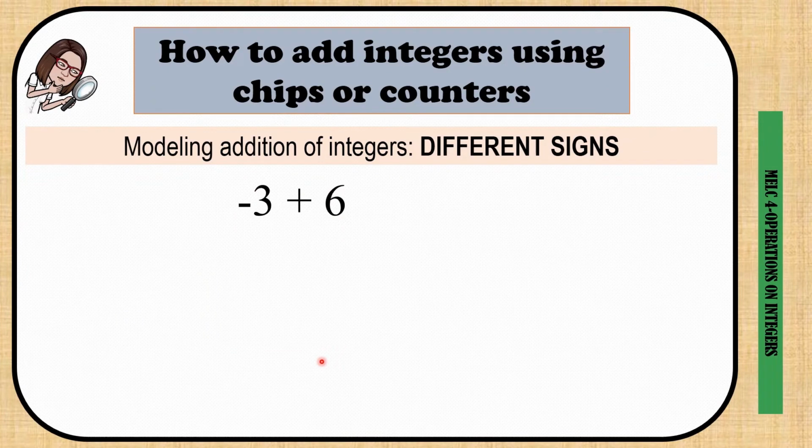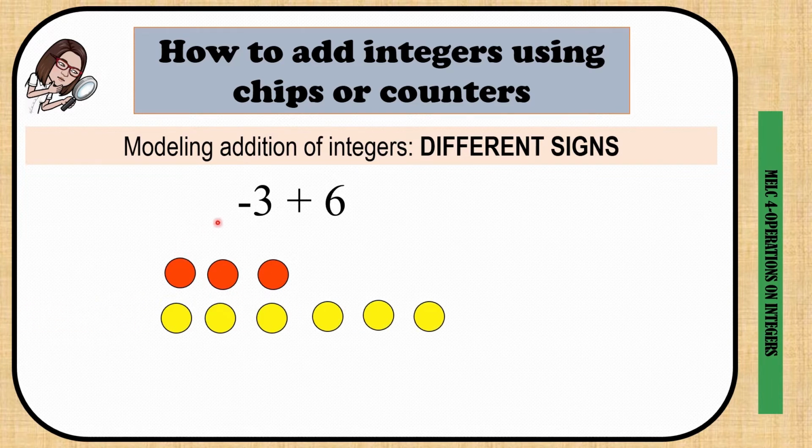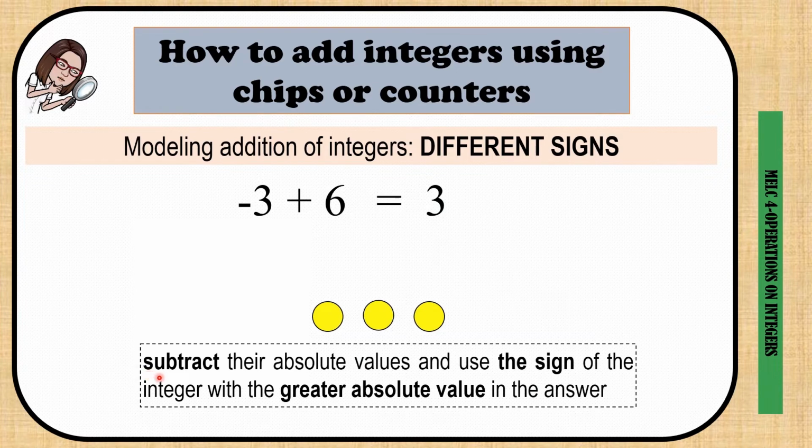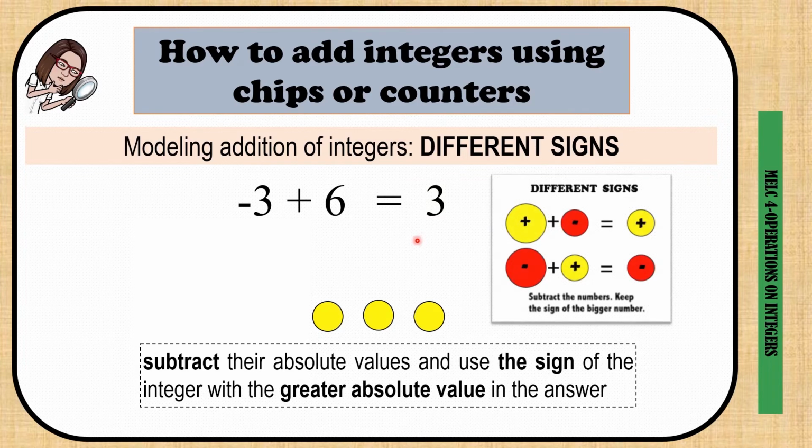Let's have another example for this given. What if I have negative 3 plus 6? So negative 3 in red counters and positive 6 in yellow counters. By application of the counters or the chips, let us have the zero pairs. Remove them since those are the opposites, and the remaining will be the answer. So we have positive 3. Now I can say that we are just subtracting their absolute values again. 6 minus 3, we have 3. And 6 has the bigger absolute value, so that is positive, and therefore you have positive 3. So we are just applying the ideas on what to do when adding integers.